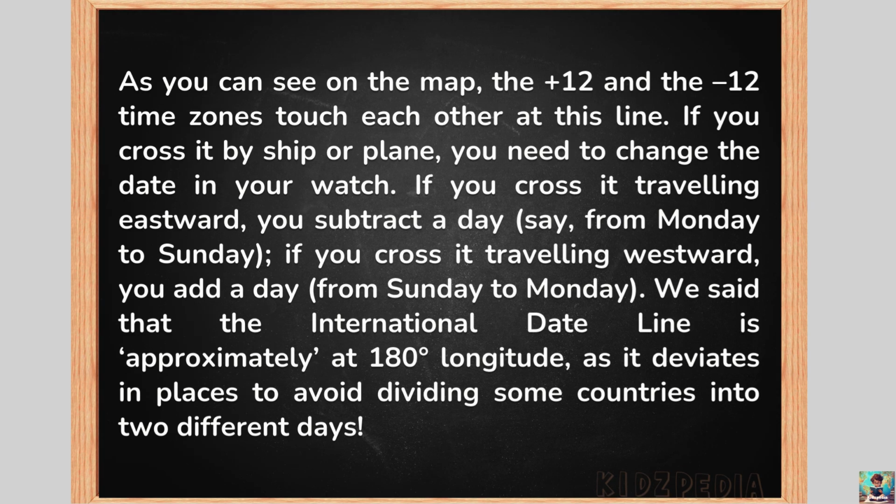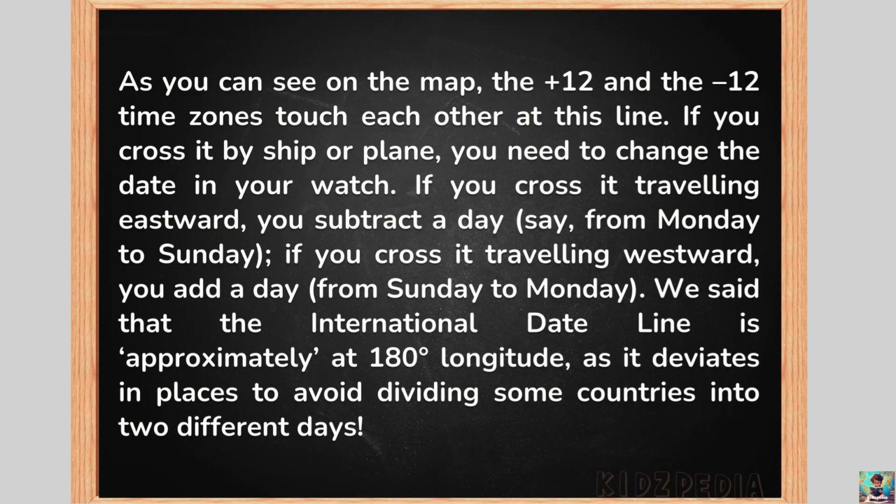As you can see on the map, the plus 12 and the minus 12 time zones touch each other at this line. If you cross it by ship or plane, you need to change the date in your watch. If you cross it traveling eastward, you subtract a day, say from Monday to Sunday. If you cross it traveling westward, you add a day from Sunday to Monday.